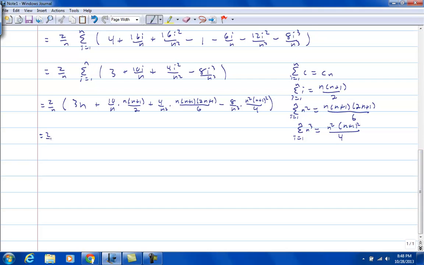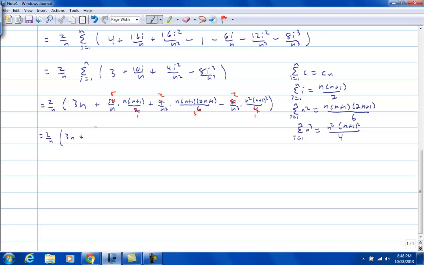So it's 2 over n times 3n plus. Now this 10 and the 2, I'm going to reduce those. Makes it a 5 here and a 1 there. And of course the 4 and the 6, we can reduce that. Makes it 2 and a 3. 8 and the 4 makes that a 2 and a 1.